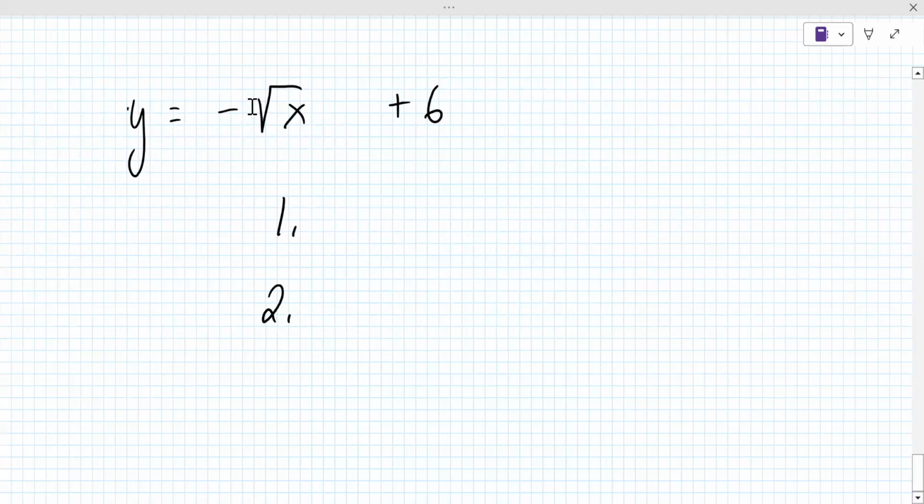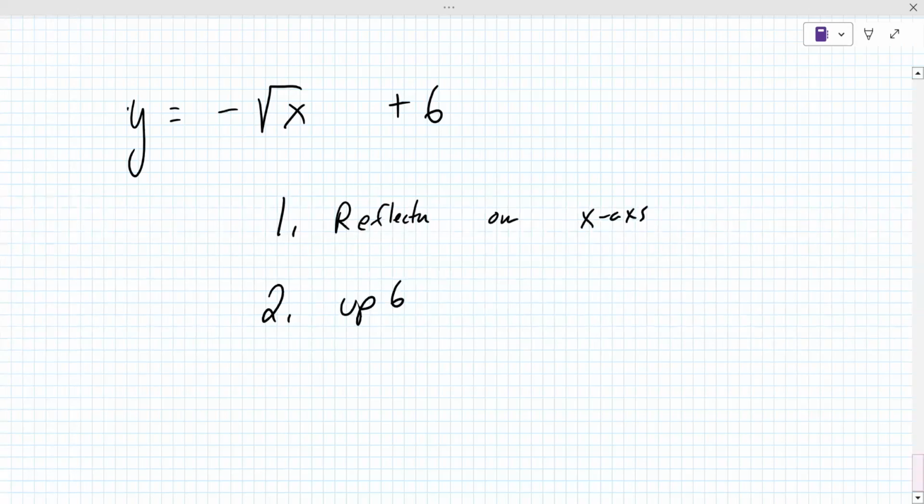All right. One is reflection over the x-axis. Very good. And 2 that is up 6. Yes, you're doing great.